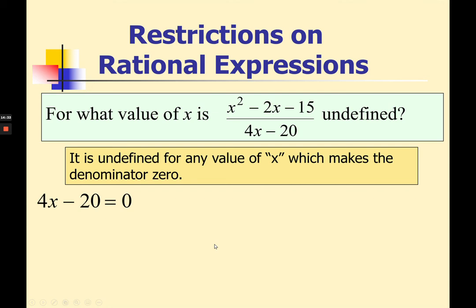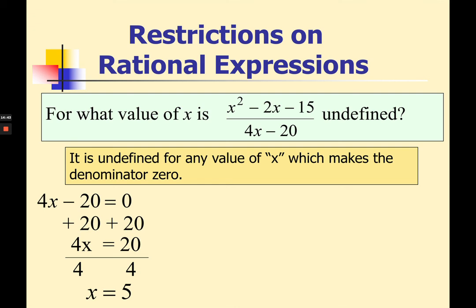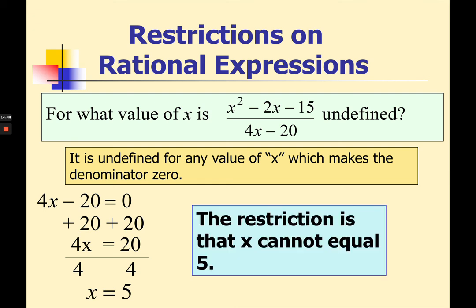Apply your properties of equality, add 20 to both sides. You have 4x is equal to 20, divide both sides by 4, and your x is 5. Therefore, x cannot be 5. The restriction is that x cannot be equal to 5 because the given rational expression becomes undefined, since the denominator becomes 0 if x is equal to 5.